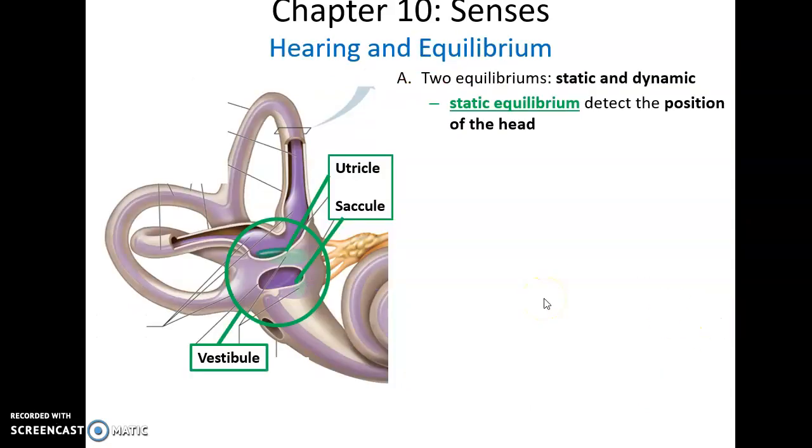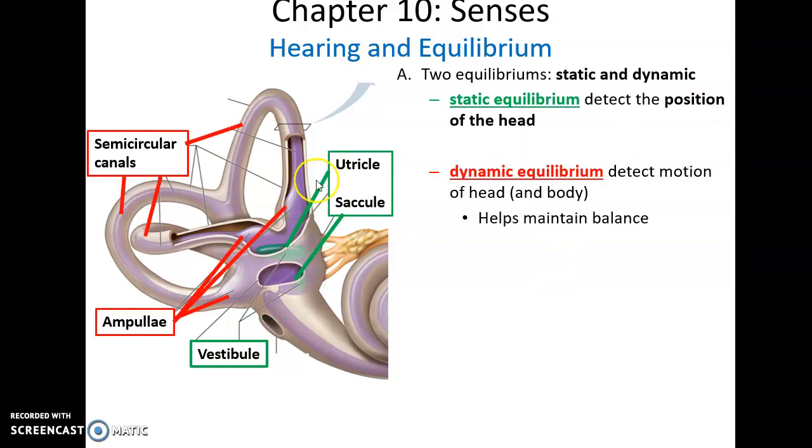All right, equilibrium. There's static and dynamic equilibrium. Static equilibrium is detected in the vestibule in structures called the utricle and saccule. So within the vestibule, we have these smaller structures, and that is where static equilibrium is detected. What is it? Well, it is basically the position of the head compared to gravity. And then dynamic equilibrium is detected in the semicircular canals. Dynamic equilibrium is detecting the motion of the head and the body, which is important for maintaining balance.